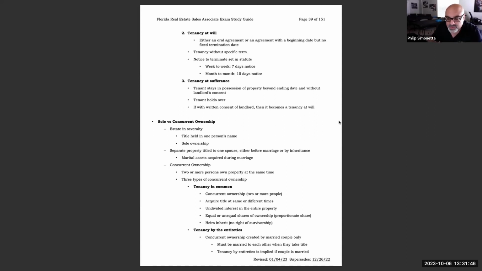And heirs inherit it. There's no right of survivorship. So if one dies, it doesn't go to the other people. It goes to whoever they name in their will, and they can also sell it to somebody else. They don't need the other people's permission to sell their share. Okay. Then you have tenancy by the entireties.